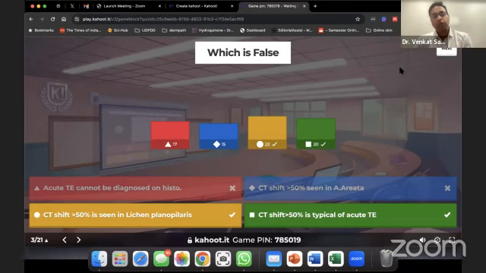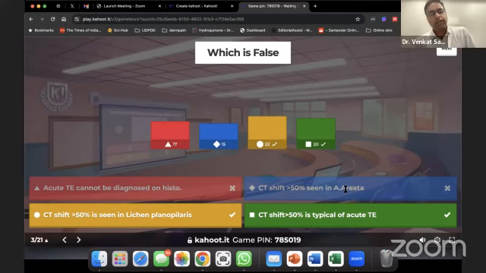Acute telogen effluvium cannot be diagnosed in histology. Acute telogen effluvium is a diagnosis that you make clinically. Histologically, it's a diagnosis of exclusion. Once you exclude other entities, you can make a diagnosis of telogen effluvium, but telogen effluvium itself does not have any specific histological findings. Yes, a CT shift of greater than 50%, if present, suggests the diagnosis of alopecia areata.